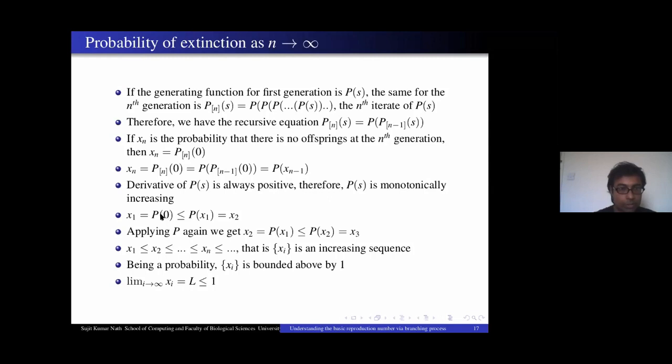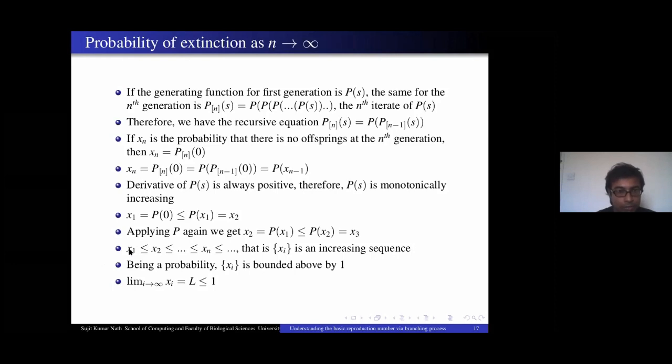So P(0) must be lower than P(x1) because P is monotonically increasing, and since x1 is greater than 0, P(x1) must be greater than 0, right? But P(x1) is again x2. So in this recursive relation, we get x1 less than or equal to x2. And if I continue this, since x1 is less than x2 and P is a monotonically increasing function, if I apply P on x1 and x2, then again x2 is less than or equal to x3. And this goes on.